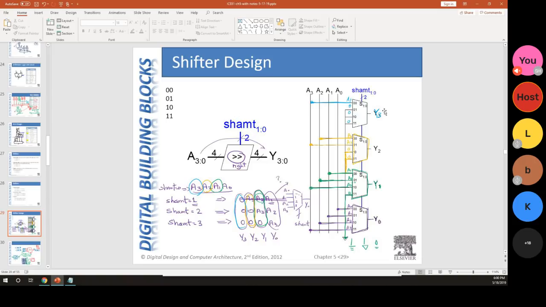We're just going through each one. A3 and Y3 are the most significant bits, whether input or output. If the shift amount is 0, then A3 is going to stay where it is. A2 stays where it is, A1 stays where it is, and A0 stays where it is. That makes sense, because if you shift by 0, it's going to be the same output. If you gave it 1, 1, 1, 1, it's still going to be 1, 1, 1, 1.